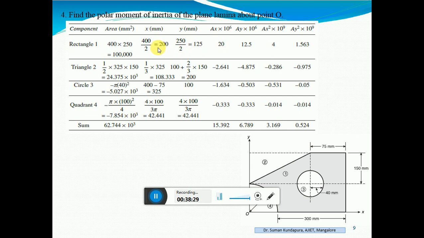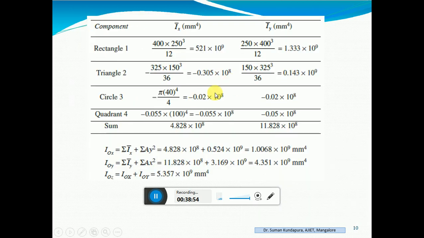Now find out what is AX, then AX squared. Find out what is AY, then AY squared. Substitute here. Take the summation of area, summation of AX, AY, summation of AX squared, summation of AY squared. We need this to calculate IOX, the moment of inertia about the OX axis and OY axis.